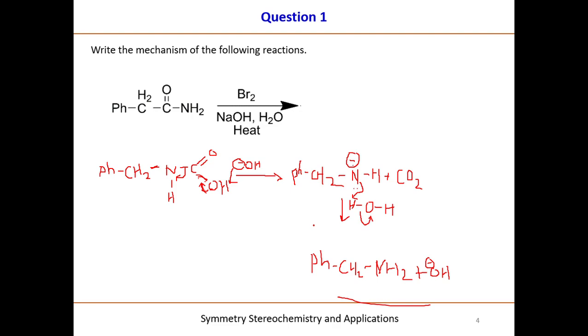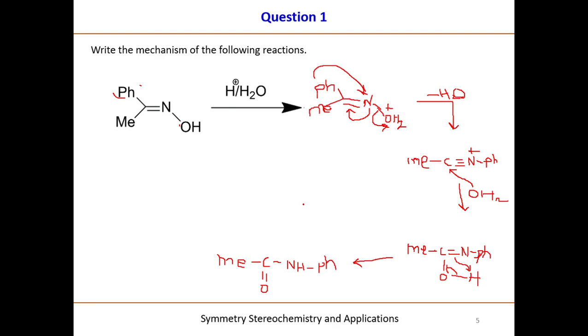So I hope all of you are clear in this step also. So the third rearrangement reaction we have discussed in this lecture is Beckmann rearrangement reaction. In Beckmann rearrangement reaction, an oxime is converted to an amide. An oxime is converted to an amide here.